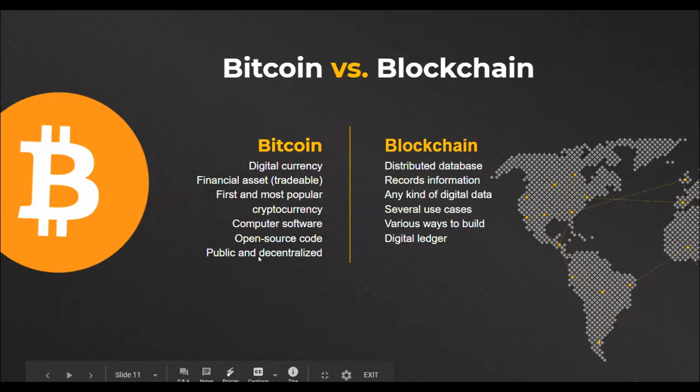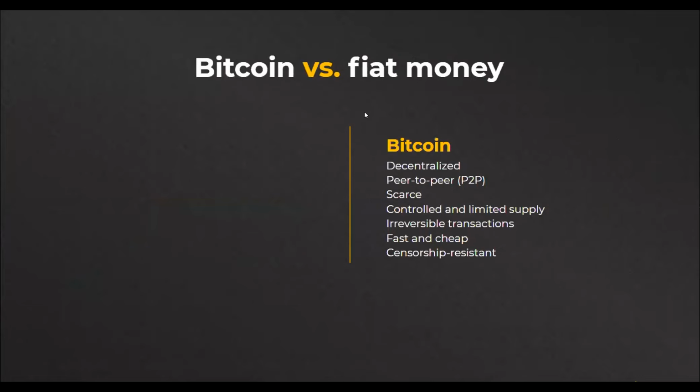It's a digital ledger. And then Bitcoin, I said, is open source code, computer software, and it's public and decentralized. Decentralized means that it's open to everyone. Okay. Then Bitcoin versus fiat money.